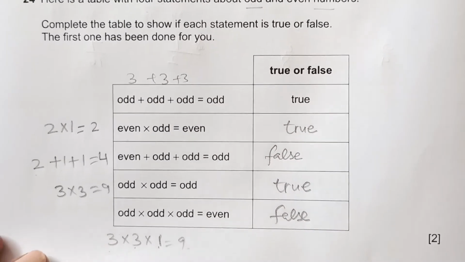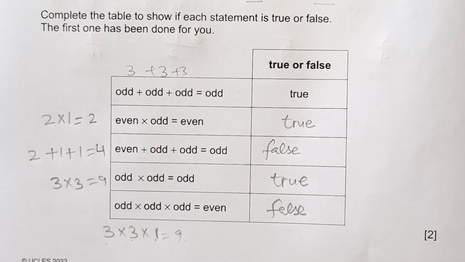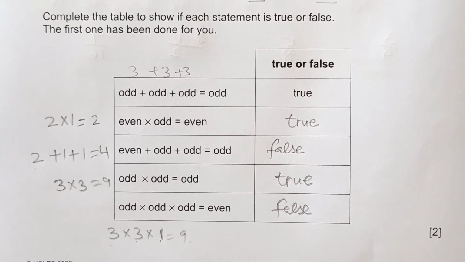So in these kinds of questions, always try to get some numbers which are even and odd. Then you do the calculation. Take small numbers so that your calculation does not get too big.